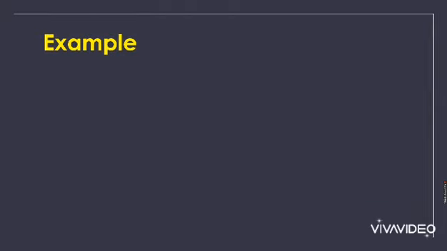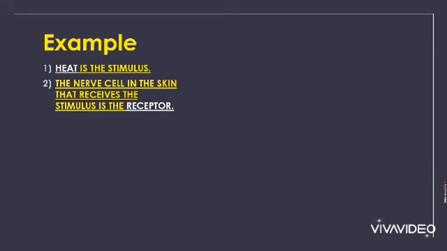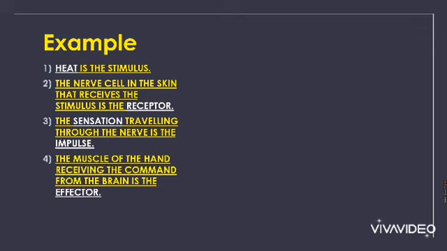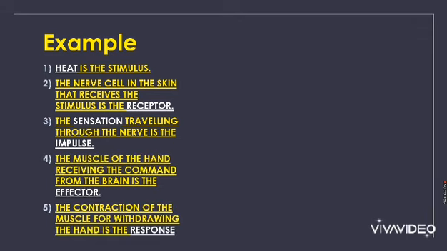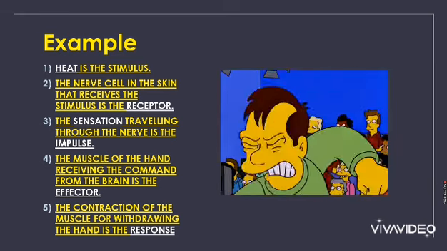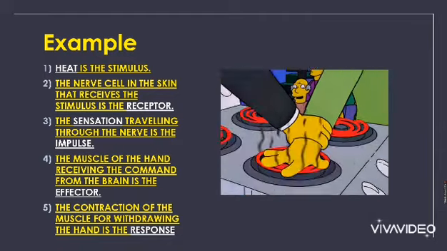Then let's take an example. First, heat is the stimulus. Second, the nerve cell in the skin which receives the stimulus is the receptor. The sensation traveling through the nerve is the impulse. The muscle of the hand receiving the command from the brain is the effector, and the contraction of the muscle for withdrawing the hand is the response.